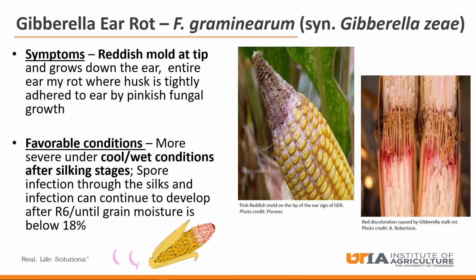So this pathogen and this ear rot develops more severely under cool, wet conditions, again, that are occurring after that silking stage. Because the spores infect through the silks, and then infection can continue to develop under the right conditions up until and after R6, and until grain moisture is below 18%.